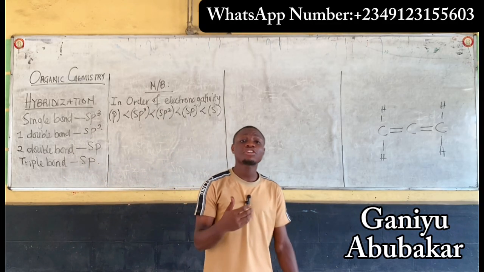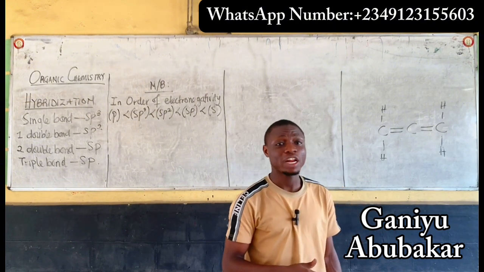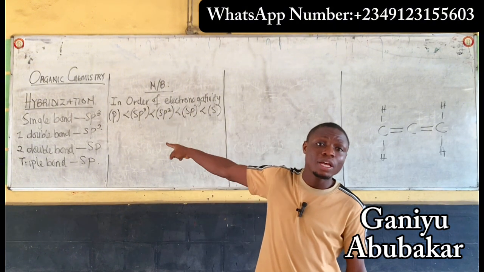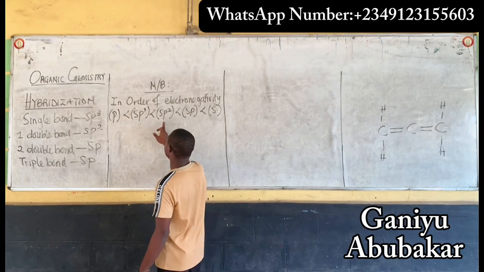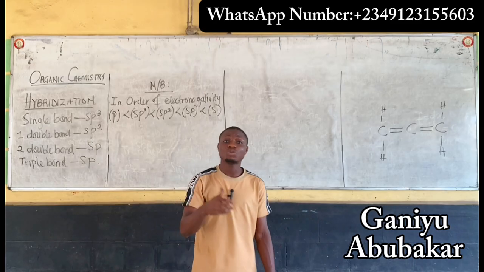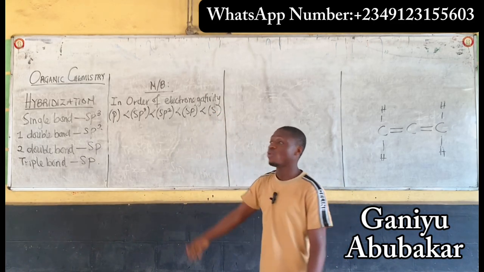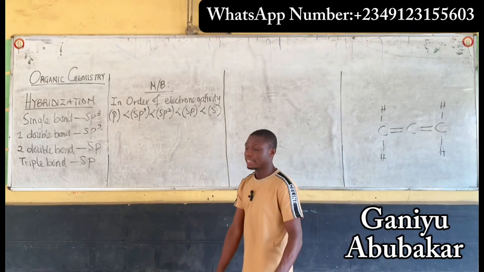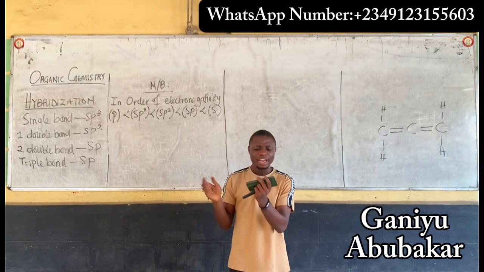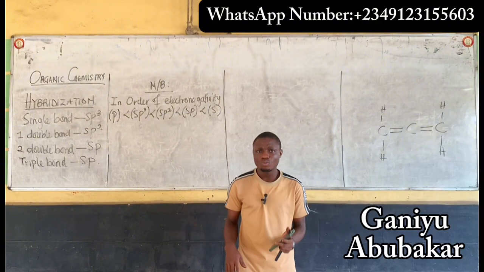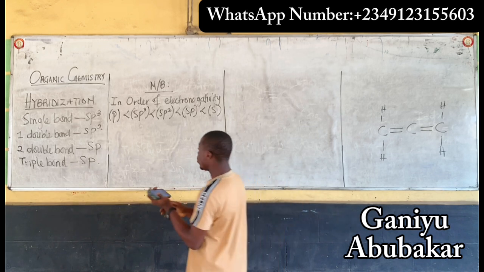In the exam, they will ask you to list out the hybridizations in order of electronegativity. Start with what? p before sp cubed, sp squared, and sp, and then s. This is what we refer to as the order of electronegativity. With this concept, let's now solve some past questions.